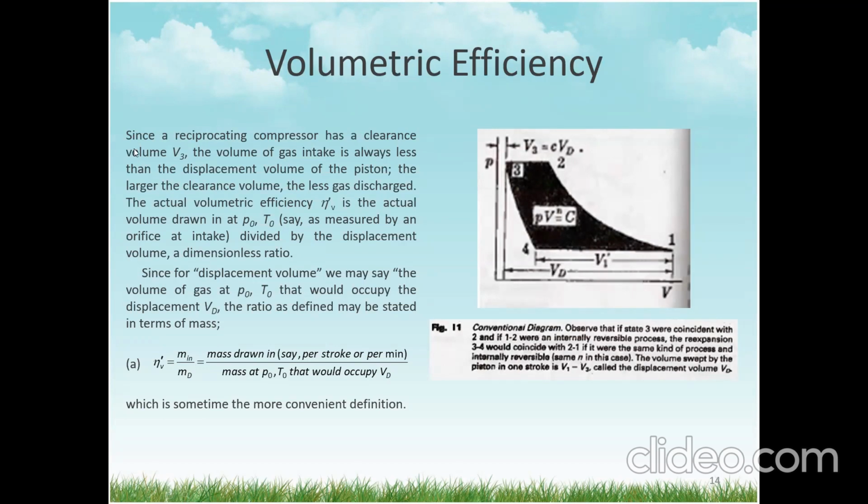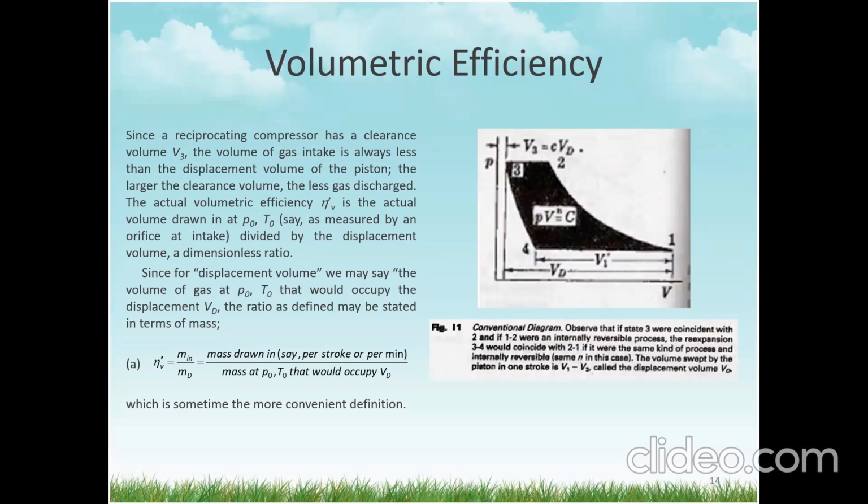Since a reciprocating compressor has a clearance volume V3, the volume of gas intake is always less than the displacement volume of the piston. The larger the clearance volume, the less gas discharged. The actual volumetric efficiency is the actual volume drawn in at P1 T1, say as measured by an orifice at intake, divided by the displacement volume, a dimensionless ratio.